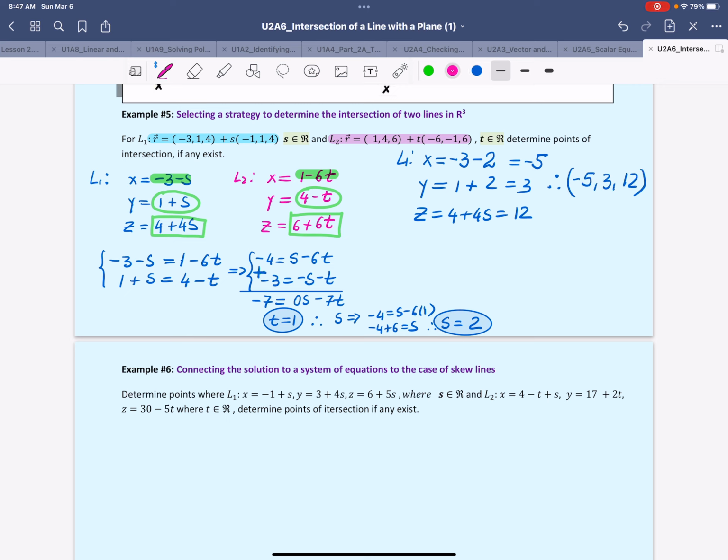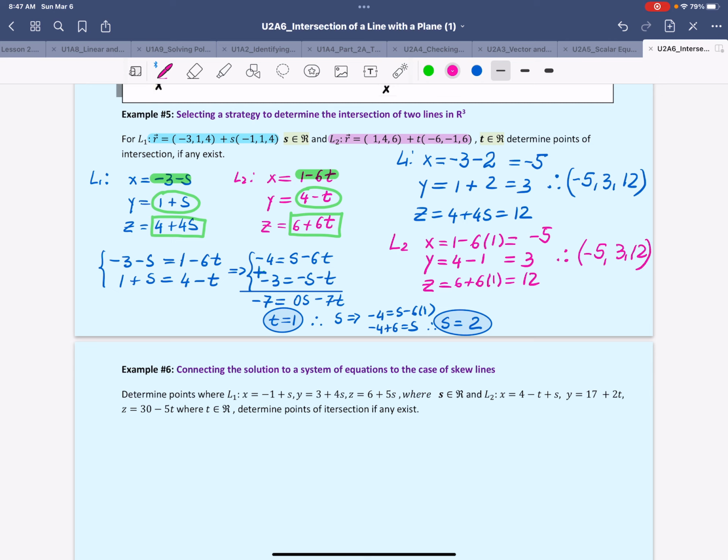So let's check and see line L2, how it's doing. For line L2, we're using t equals 1. So we'll have the x-coordinate 1 minus 6 times t. So 6 times 1, that will give negative 5. For y-coordinate, we have 4 minus t, so 4 minus 1, that's 3. And for z-coordinate, we have 6 plus 6t, so 6 times 1, which is 12. So the point of intersection for line L2 has to be at negative 5, 3, and 12.